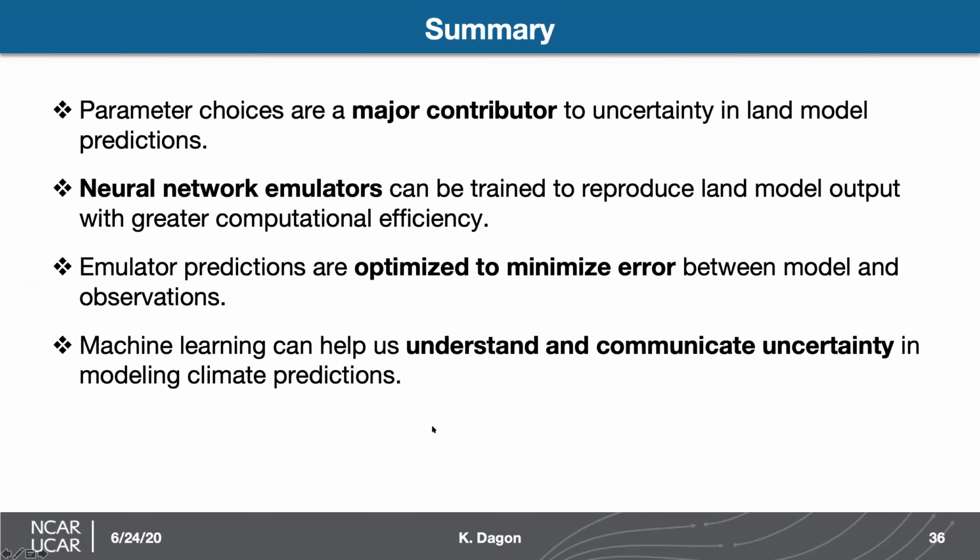Okay, so to summarize, parameter choices are really important to understanding uncertainty in these climate and land model predictions. I've shown that neural network emulators can be trained to reproduce the output of a land surface model with much greater computational efficiency. And then we've been able to optimize these predictions to minimize error between the model and observations. And in closing, I'll just say that I think machine learning can help us to understand and communicate uncertainty in modeling climate predictions and possibly other systems.